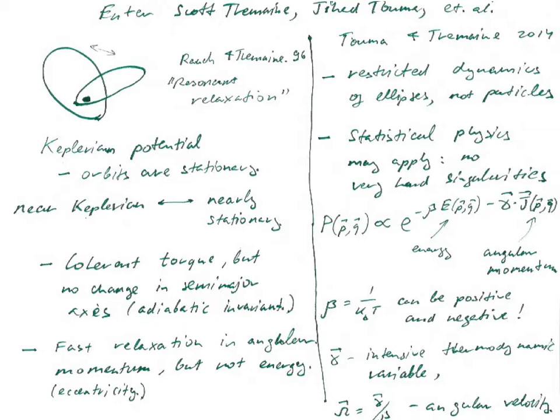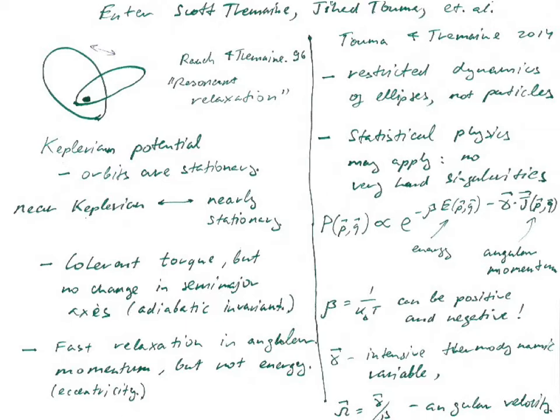So the first thing to notice is that the relaxation between the stars is not really due to two-body Coulomb scattering, but it's mostly due to an effect which is called resonant relaxation. It was so named in the paper by Rauch and Tremaine, published in 1996.